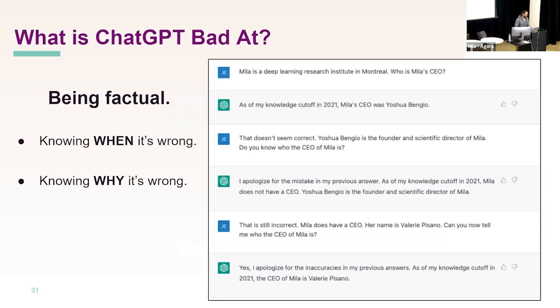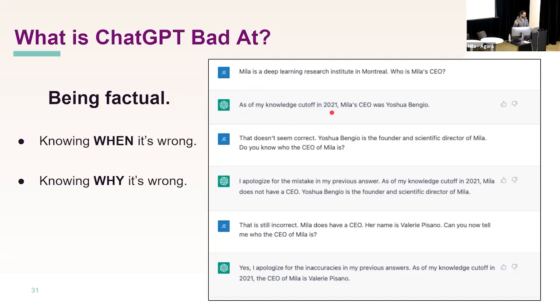Another thing that it's pretty bad at is being factual, and specifically knowing when it's wrong and knowing why it's wrong. It'll very gladly pretend to be an authority on whatever subject you give it. Here I'm giving a bit of a toy example. I prompt ChatGPT with, Mila is a deep learning research institute in Montreal. Who is Mila's CEO? And we all know Mila has a CEO. It's Valérie Pisano. She's great.